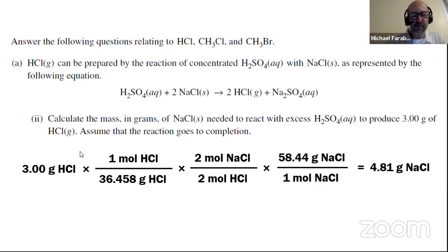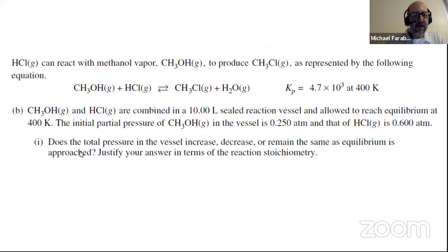Okay, let's move on to part B. We have a different chemical reaction. HCl can react with methanol vapor, CH3OH, to produce CH3Cl. And they give you a balanced equation with a value of K, 4.7 times 10 to the 3 at 400 Kelvin. We have a sealed reaction vessel, volume of 10 liters. We have the pressure of the CH3OH, and we have the pressure of the HCl.